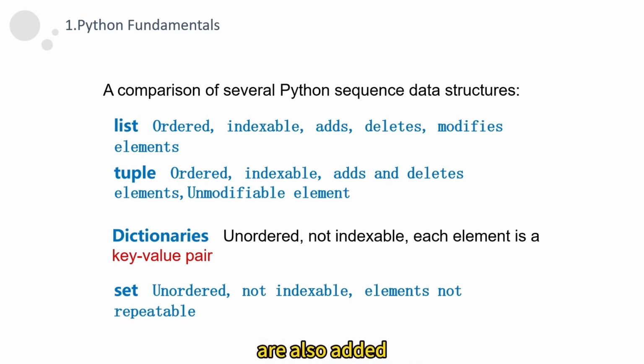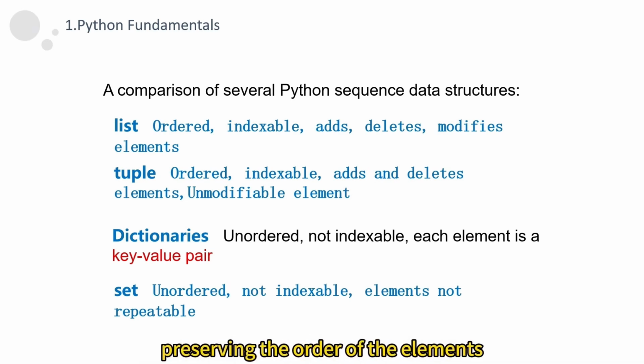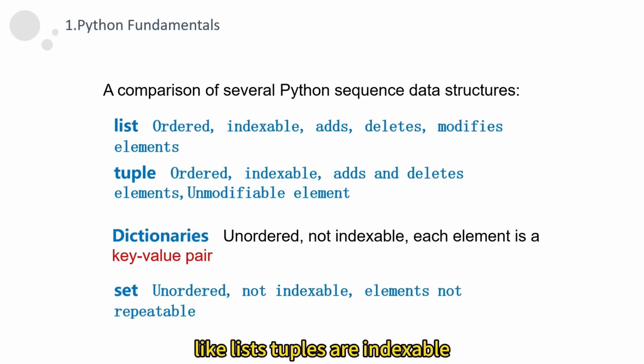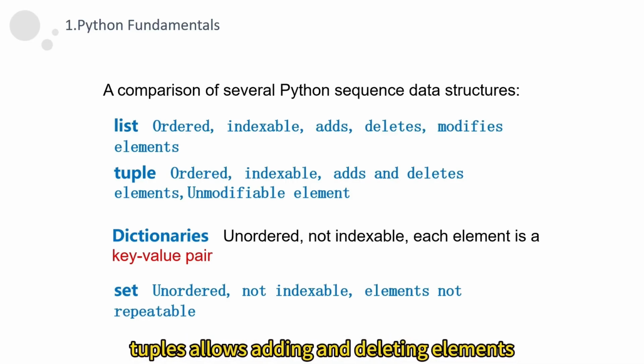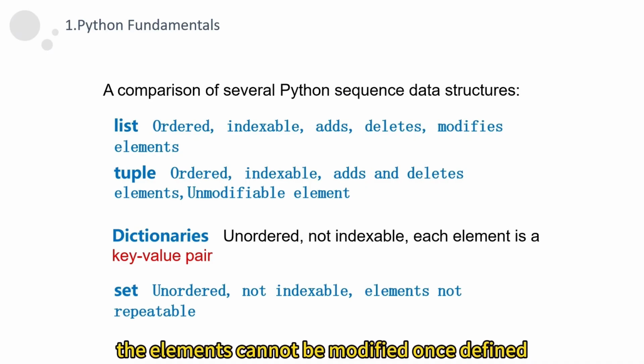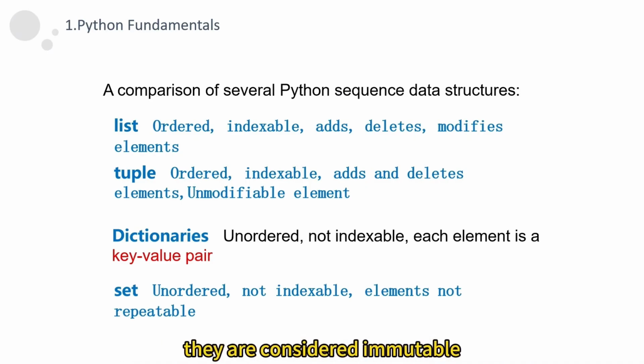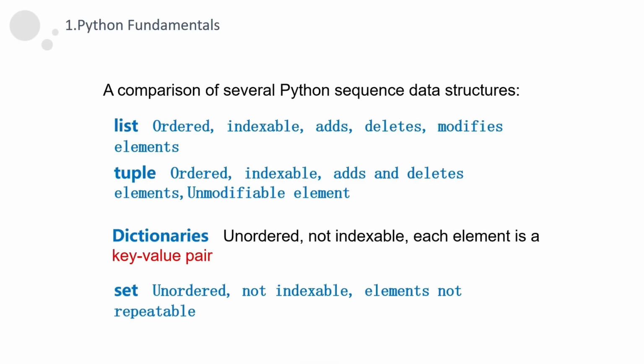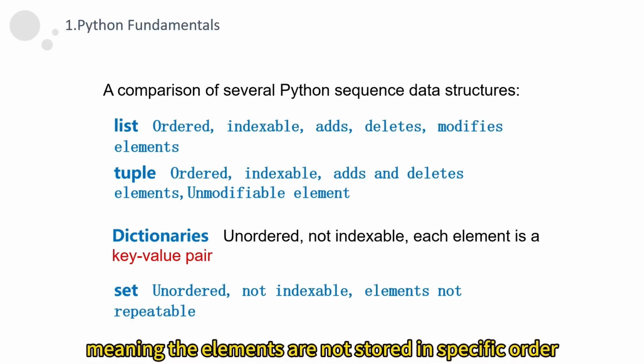Tuples are also ordered, preserving the order of the elements. Like lists, tuples are indexable, enabling you to access the elements using their positions. Tuples allow adding and deleting elements, but unlike lists, the elements cannot be modified once defined. They are considered immutable.